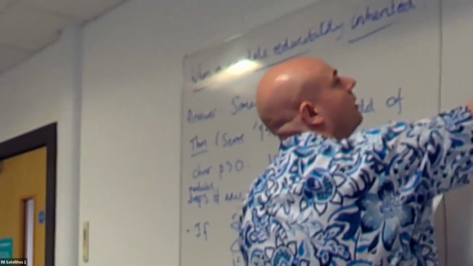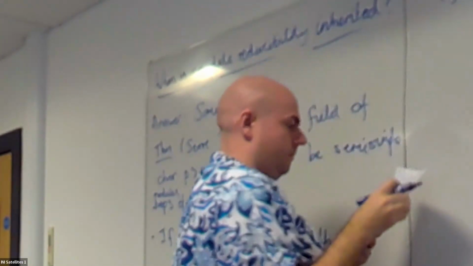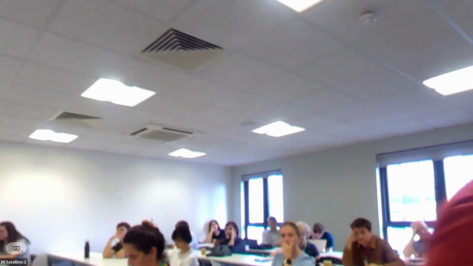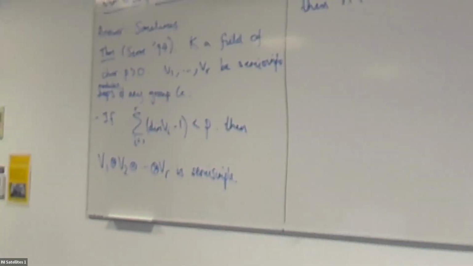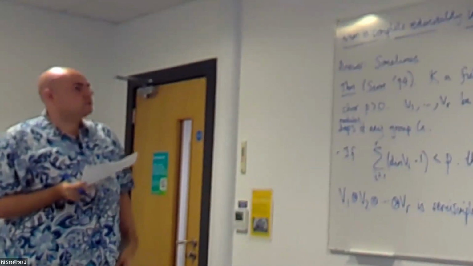So if V is semi-simple, and the dimension of V is no more than (P plus 3) over 2, then the wedge square of V is semi-simple. So okay, so nice general results.